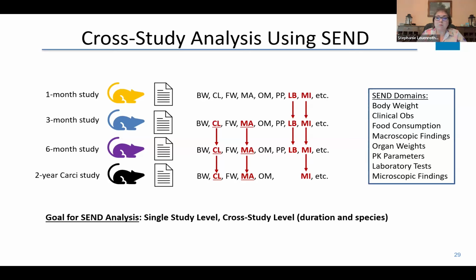They range from body weights, clinical observations, food consumption. You have microscopic and macroscopic findings, organ weights, PK parameters, a variety of clinical laboratory tests. So that if you wanted to, you could compare, for example, if you're seeing an increase in liver enzymes in the 1-month study, does this translate in the 3-month study, in the 6-month study? Does it go away? Does it get worse? What's happening? So it's a really nice way to look across studies using SEND.